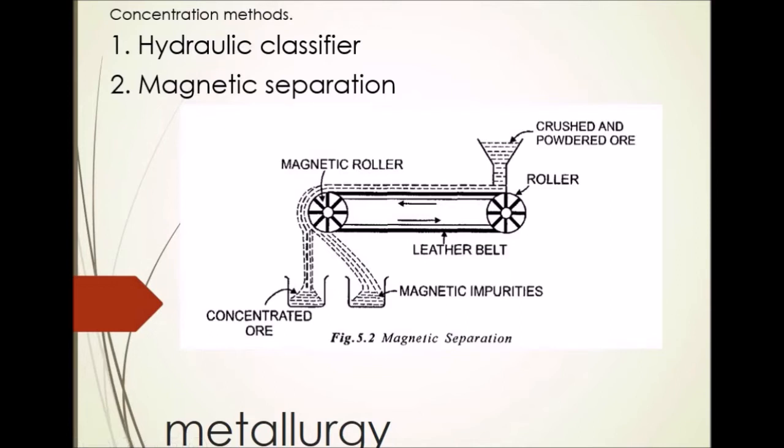The heap collected below the magnetic roller contains magnetic particles, while the heap formed away from the magnetic roller contains non-magnetic impurities.